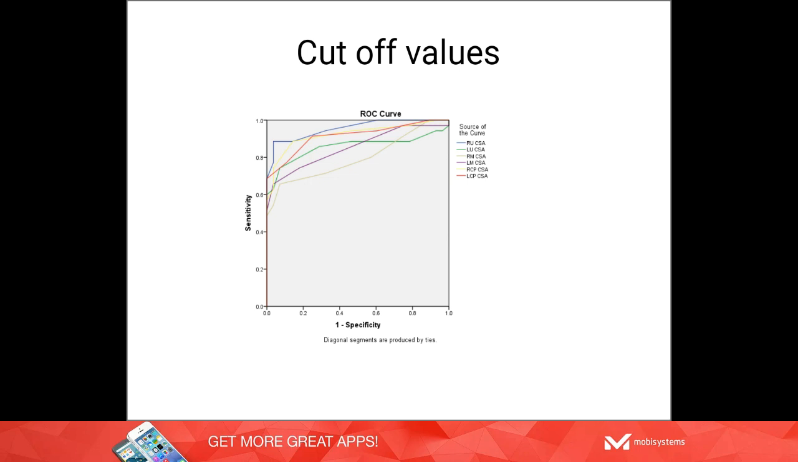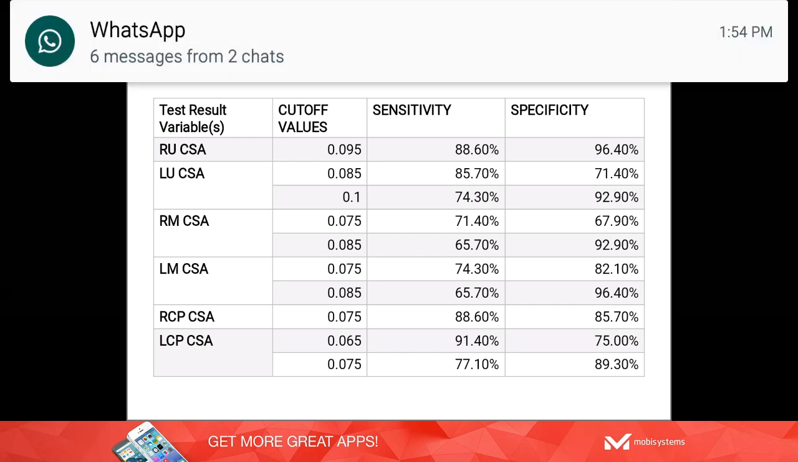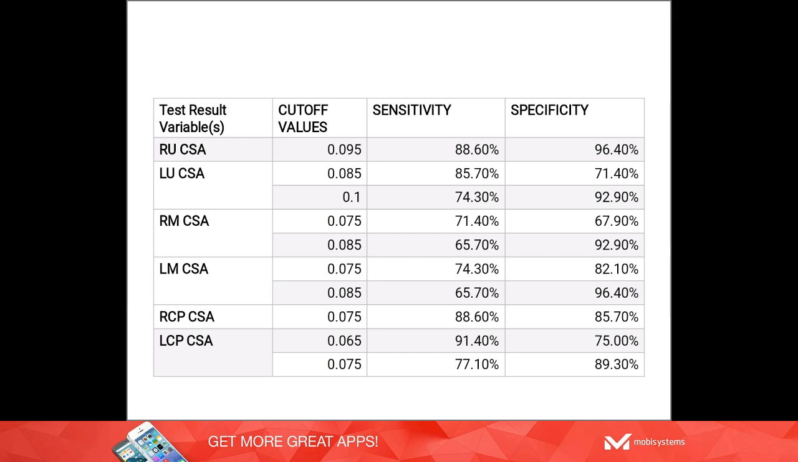To arrive at cutoff values of how thick the nerve needs to be, beyond which we can call it as being thickened, we have used the receiver operating characteristics and arrived at cutoff values. So here we see that most of the cutoff values for each of the nerves lie between 0.08 to 0.10 centimeter square, with a fair amount of sensitivity and specificity. So here we have indications of how sensitive and how specific we can be with establishment of each of the cutoff values.